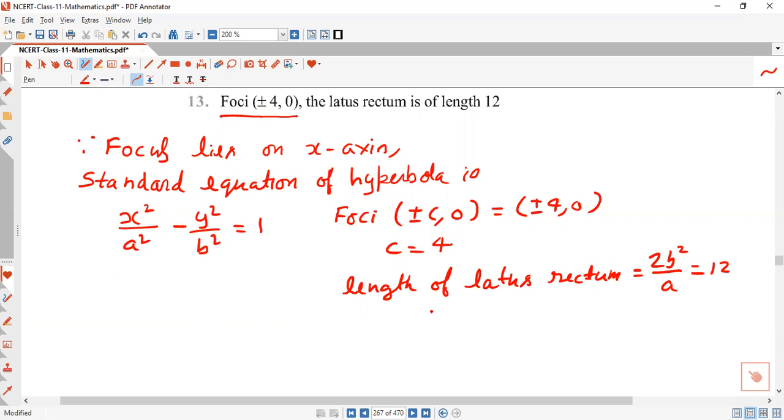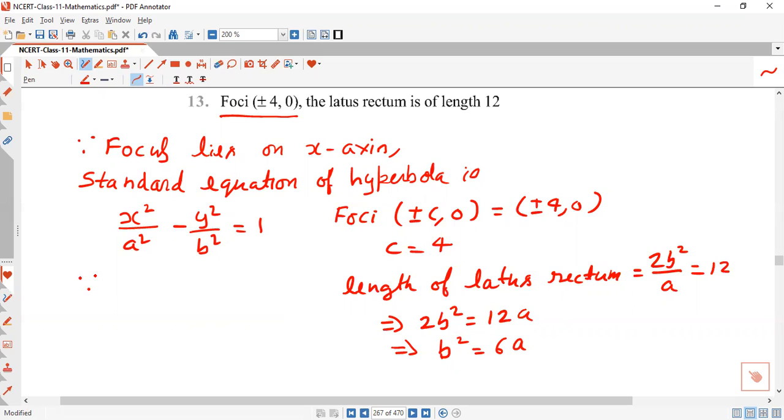There is a relationship between b and a. So you can say that 2b square equal to 12a, which implies that b square equal to 6a. Okay. Now we have to find out the value of a and b both.